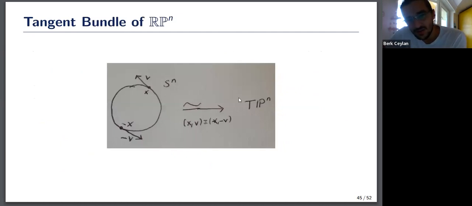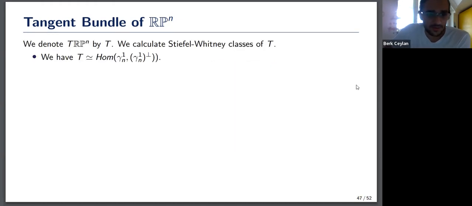This is how to weave the tangent bundle of projective space from the tangent bundle of S^n. If you have a path passing through x with velocity v, and you take the image of that path under the antipodal map, you get a path passing through minus x with velocity minus v. So you need to glue these vectors together to get TRP^n. Each such pair (x, v), and each such equivalence class, will give us a homomorphism between the line passing through minus x, x and the origin, and the orthogonal complement of that line. So we have this isomorphism, where T is the tangent bundle of RP^n.